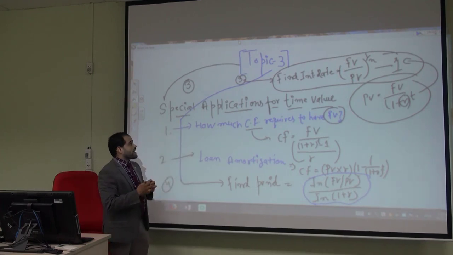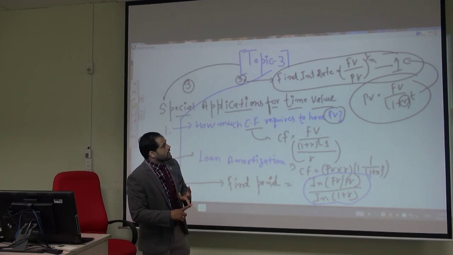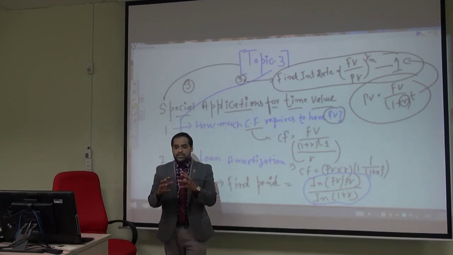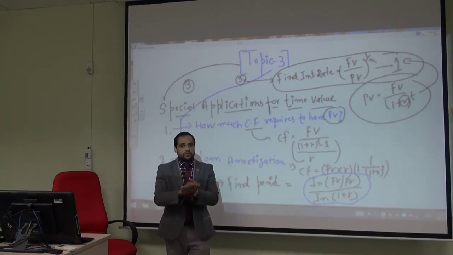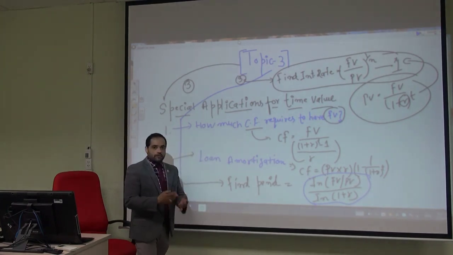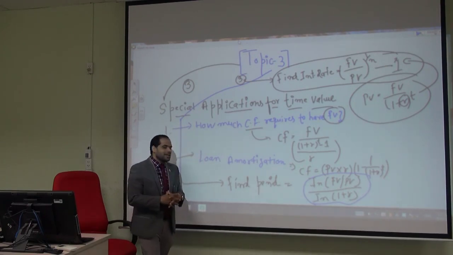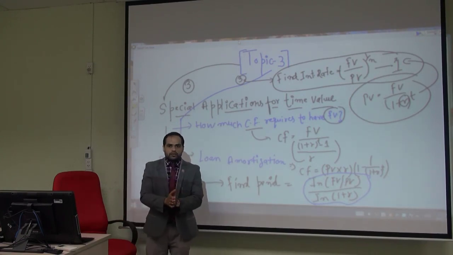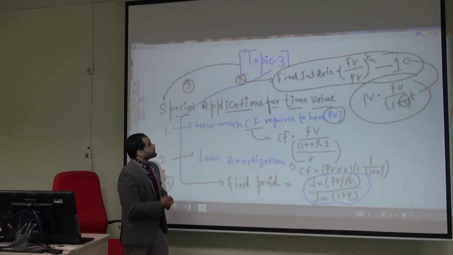Third one is finding interest rate. Future value is given, present value is given, and time period is given, so we have to estimate how much interest rate we require to convert present value into future value. And the last one is finding period. The rate of interest is given, present value and future value are given, so we have to find how long it will take to convert the present value into future value. That's all about topic 3.